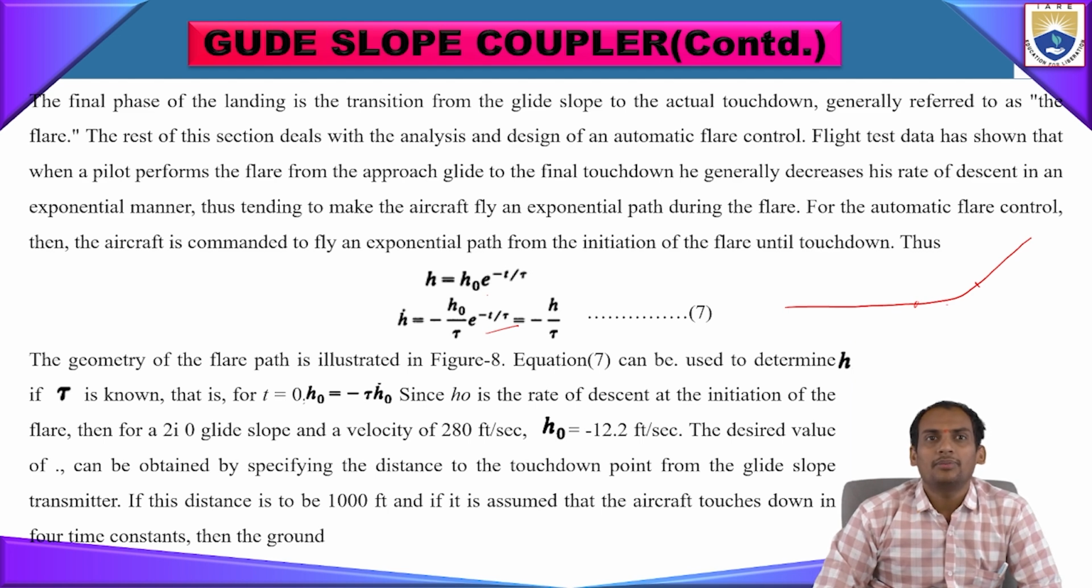The desired value of tau can be obtained from the distance of the touchdown point from the glide slope transmitter. If the distance is 1,000 feet, then it is assumed that the aircraft touches down in 4 time constants.